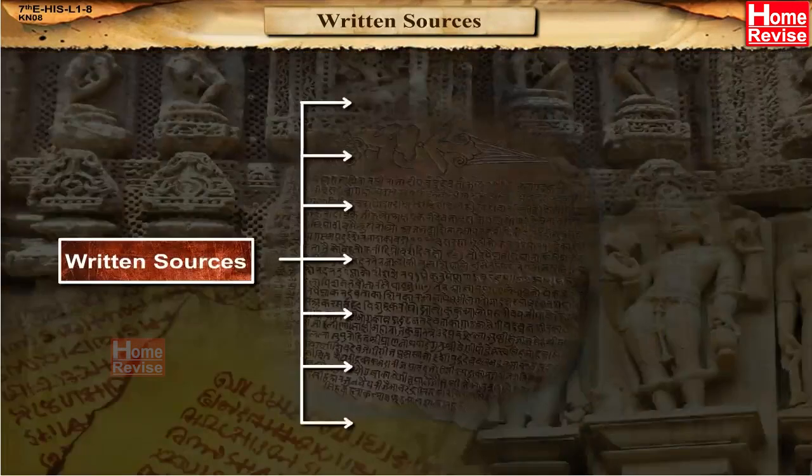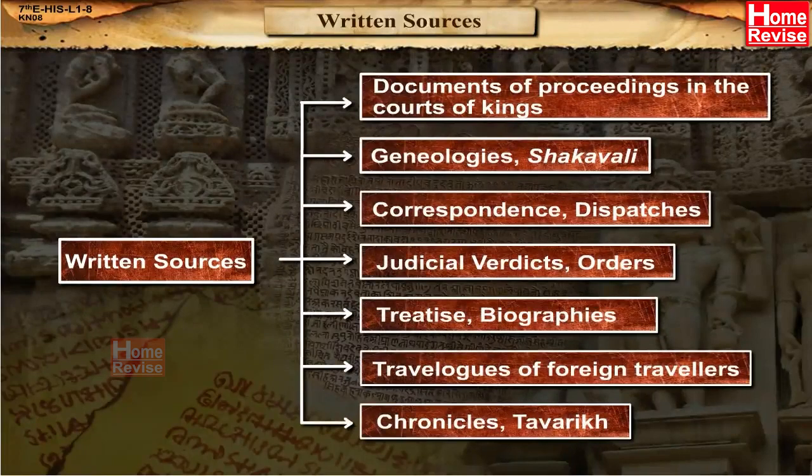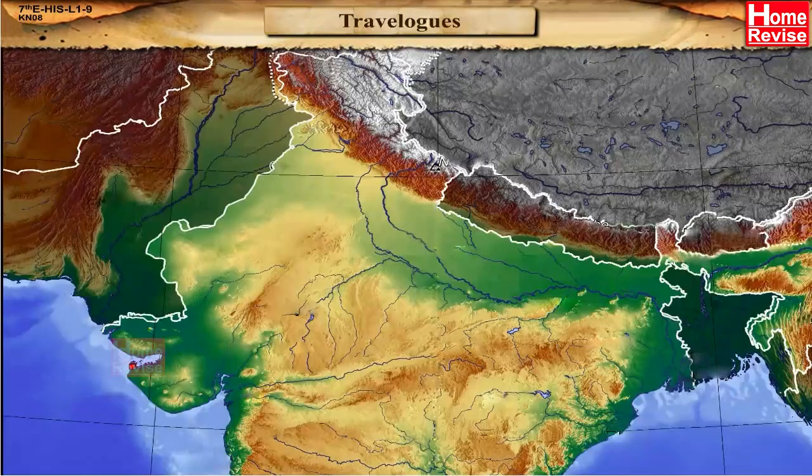Written sources: documents of proceedings in the courts of kings, genealogies, Shakavali, correspondence, dispatches, judicial verdicts, orders, treatises, biographies, travelogues of foreign travellers, chronicles, tawarikh.